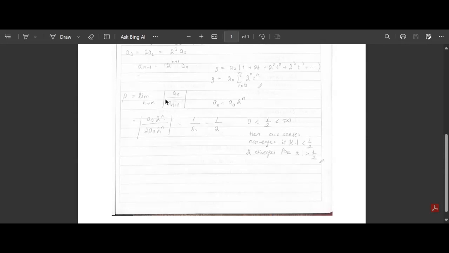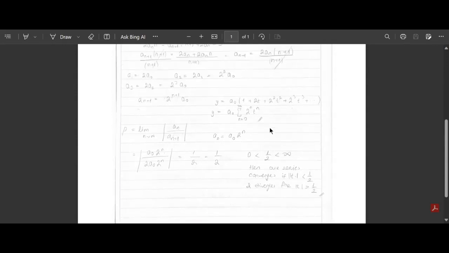And then, for the ratio test, we also need a_n. We can find that by plugging in n minus 1 to the n, and it turns out to be this. And then after putting a_{n+1} and a_n into this ratio test, we see that some terms are being canceled out, like a naught goes out, and then 2 to the n goes out, and we get this ratio 1/2.